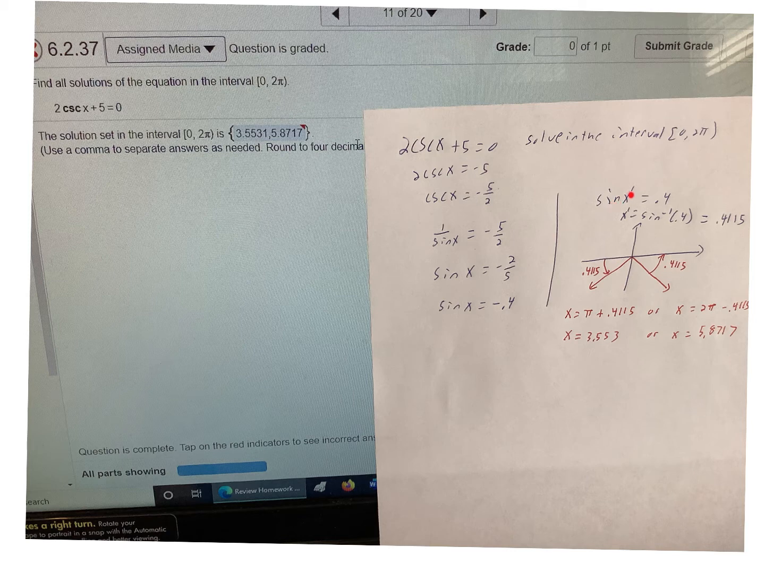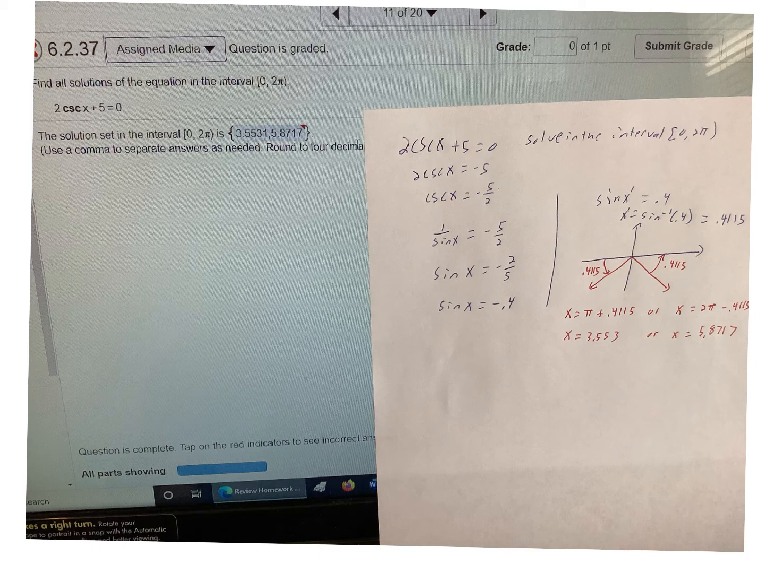Then I do sine of x prime, where x prime is the reference angle. And the reference angle is always positive. So sine of x prime would be 0.4, or x prime would be inverse sine of 0.4. Make sure you're in radian mode. It comes out to 0.4115.